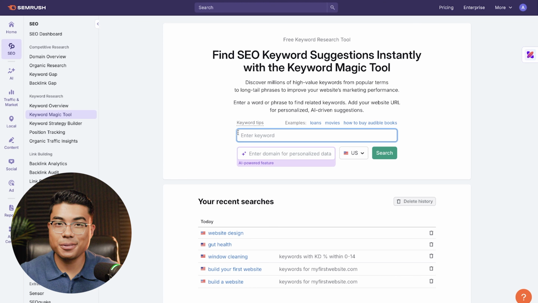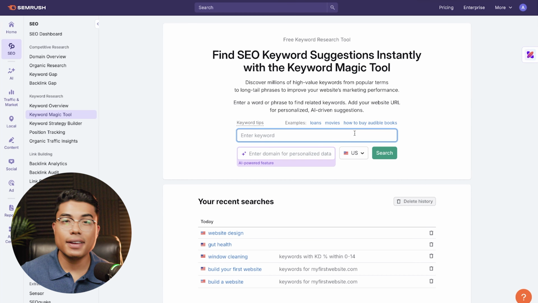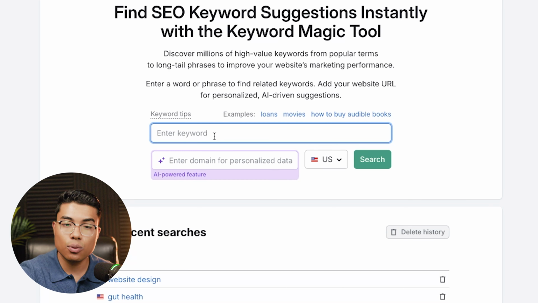All right. So now this is the fun part. This is where the fun really begins. You're going to enter what's called a seed keyword right here inside of the search bar. So if you're a fitness coach, you could put something like fitness prep. If you're a website designer, you could put something like Canva templates. Or if you're a health coach, you can put something like gut health. So let's just go with that last one and put gut health into this keyword search bar.